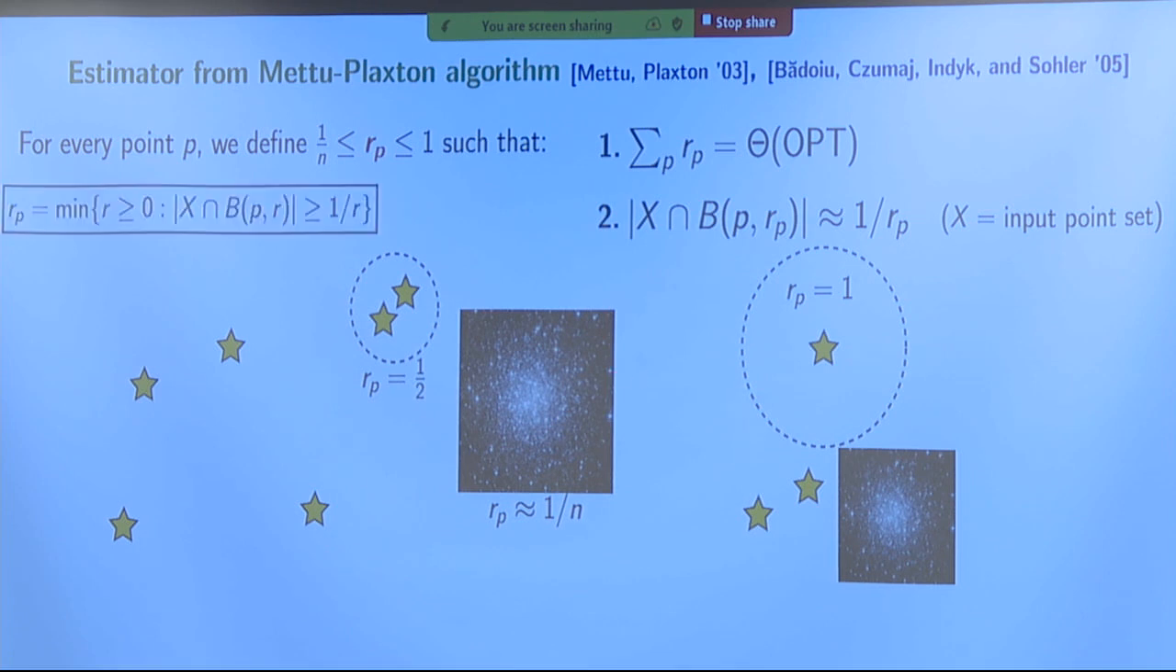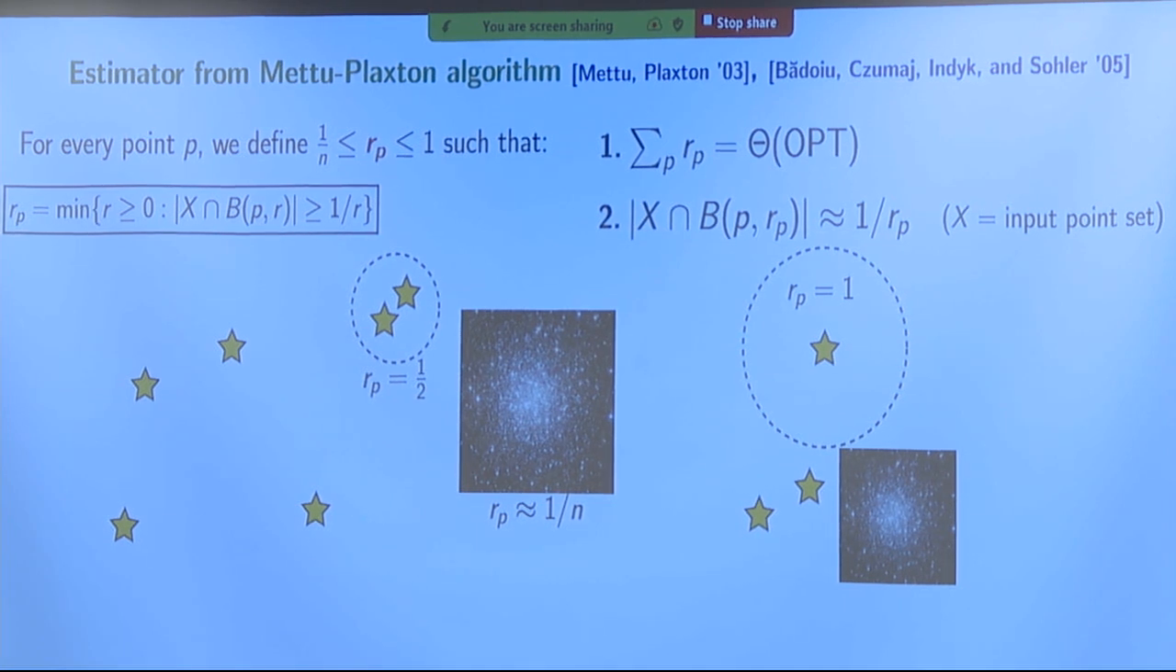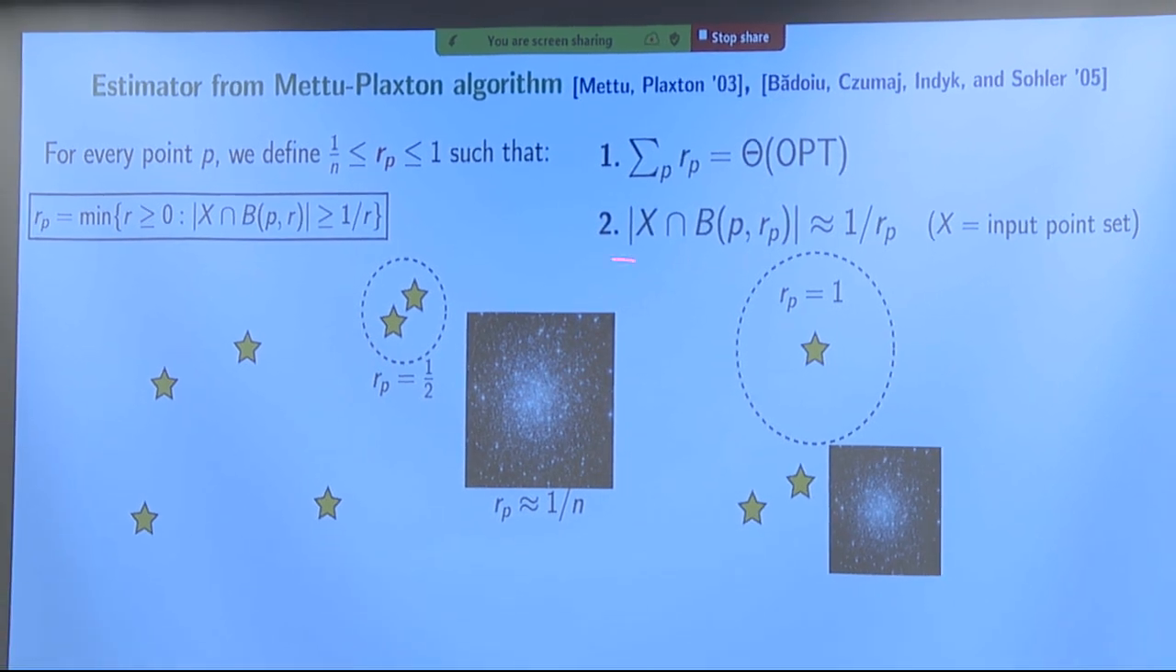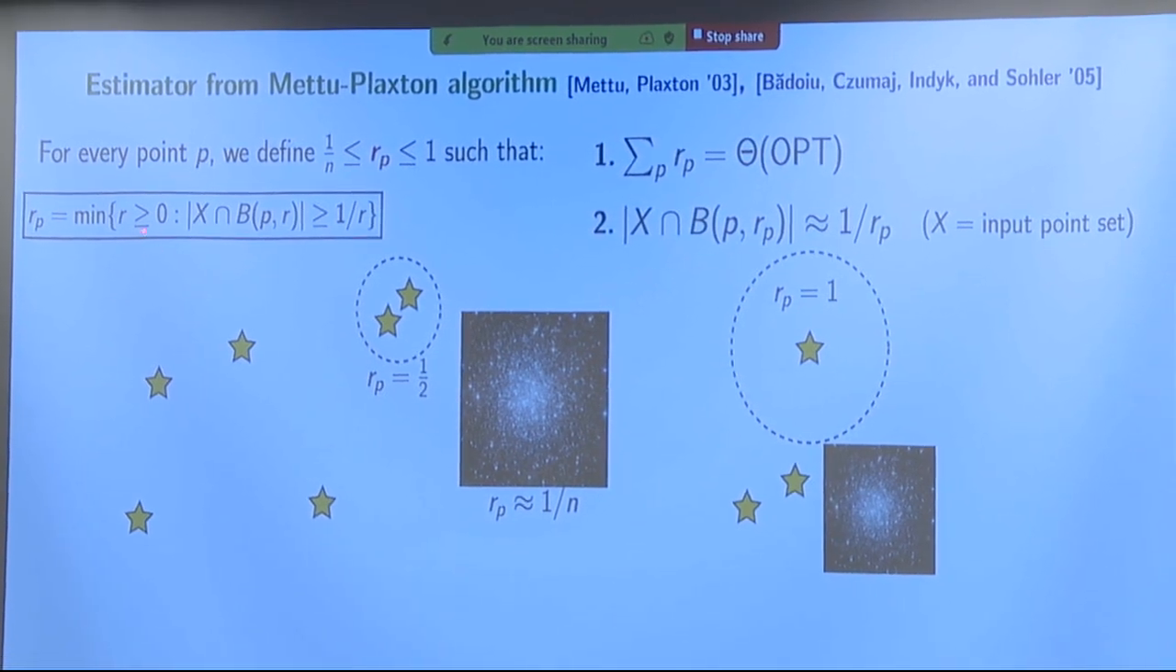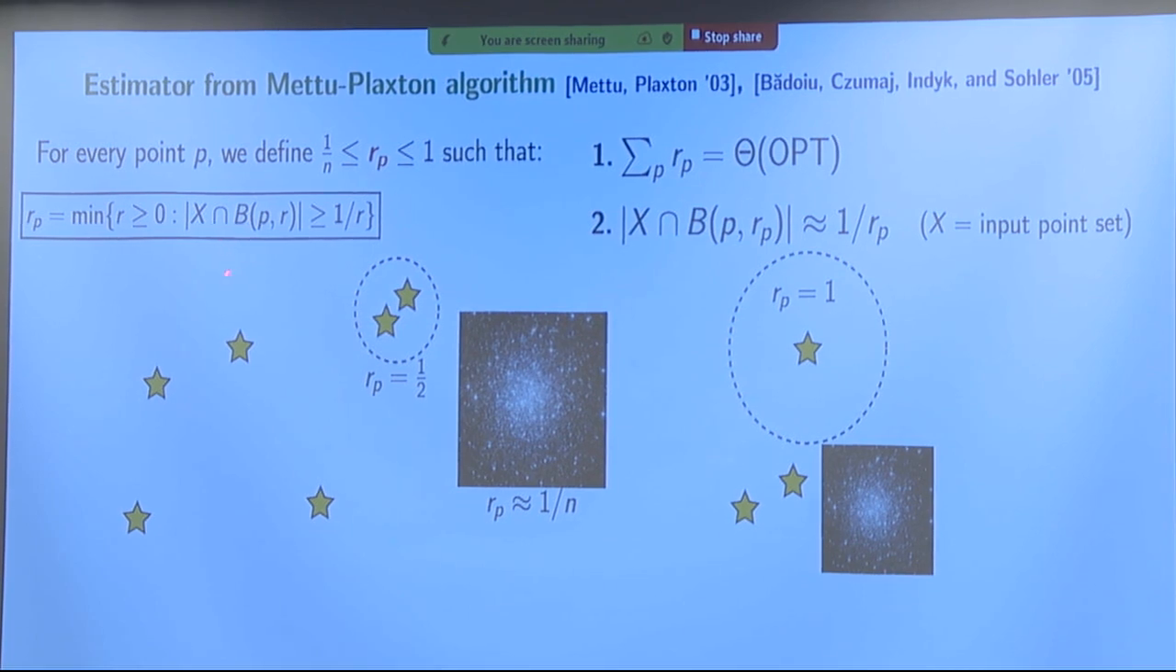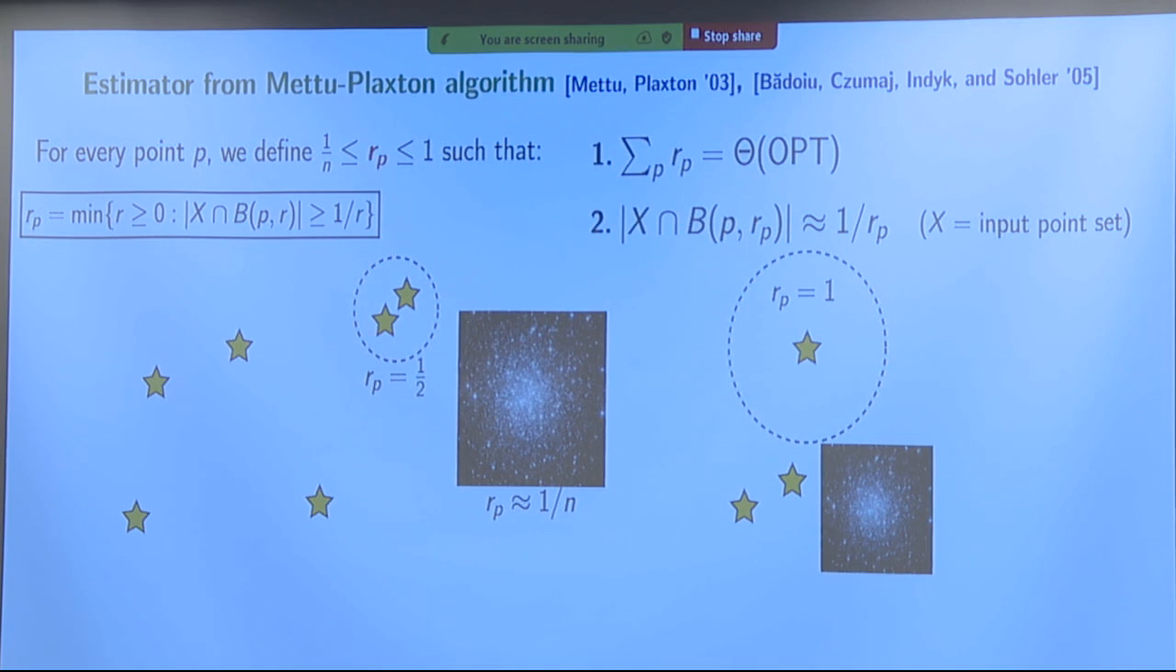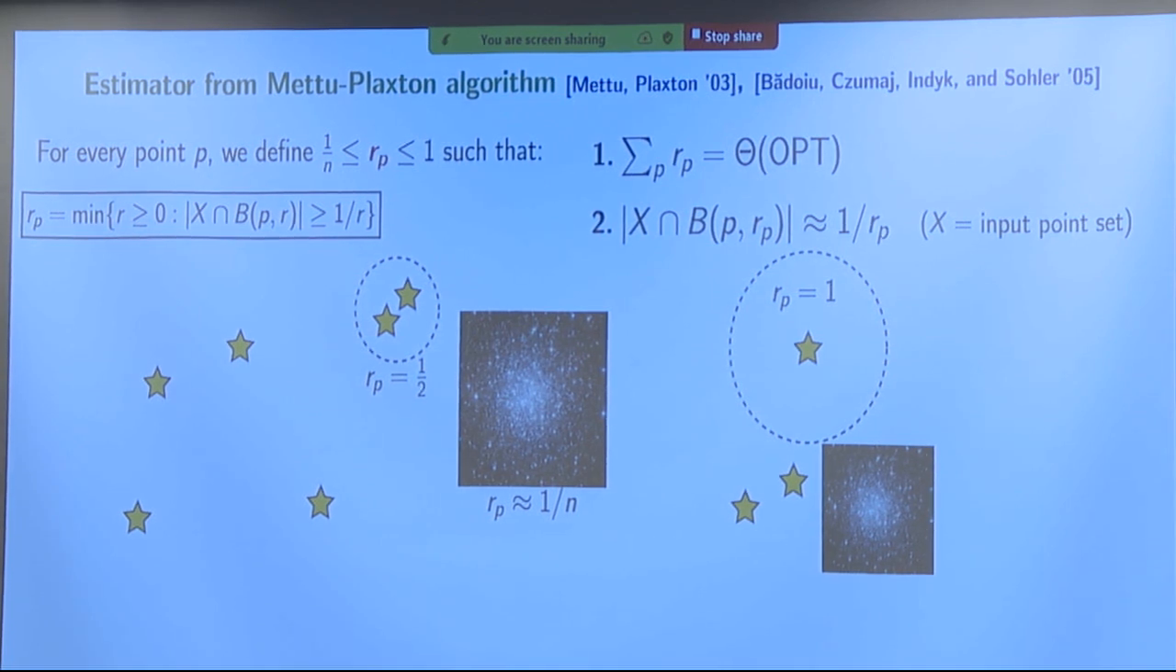So the formal definition of this r_p value, there are more ways to define it, but basically you define it so that this roughly holds. Take the minimum radius r such that the ball around p of radius r contains at least 1 over r points. Then actually proving this property is more involved, using the Mettu-Plaxton approximation algorithm and some charging arguments. Okay, so now our goal is to estimate this sum, and this is sufficient up to a constant factor.